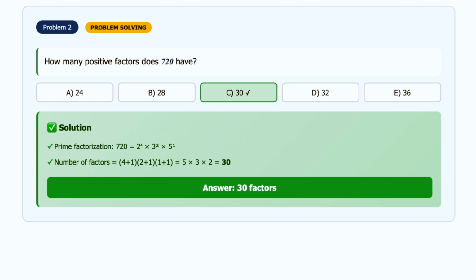First, prime factorize. 720 equals 2 to the 4th, times 3 squared, times 5 to the 1st. Apply our formula. 4 plus 1, times 2 plus 1, times 1 plus 1, which equals 5 times 3 times 2, giving us 30 factors. The answer is C. Problem 3.